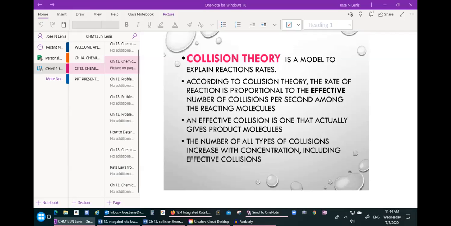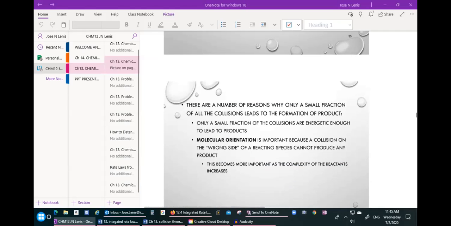But the collisions must be effective. That means the collisions need to yield products. When we increase the concentration of reactants, we increase the chances of collisions, including effective collisions.